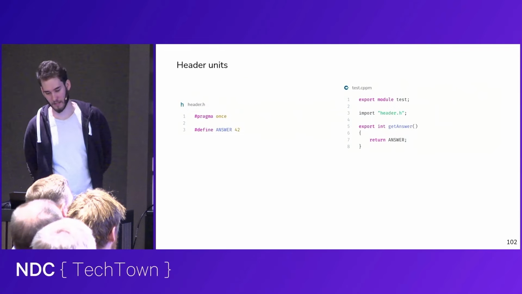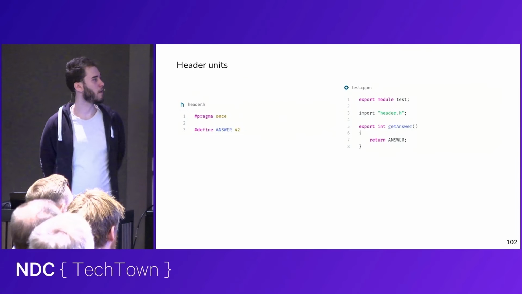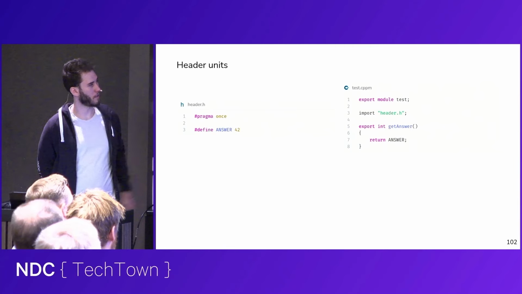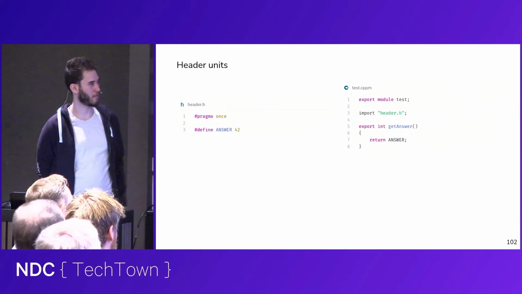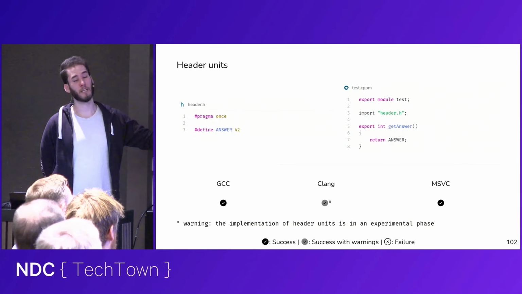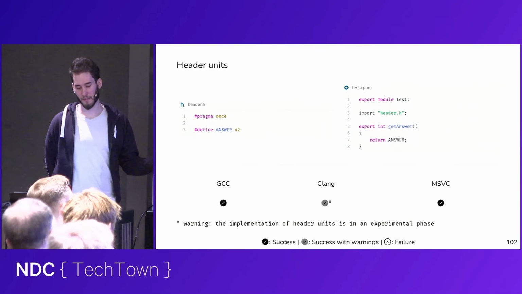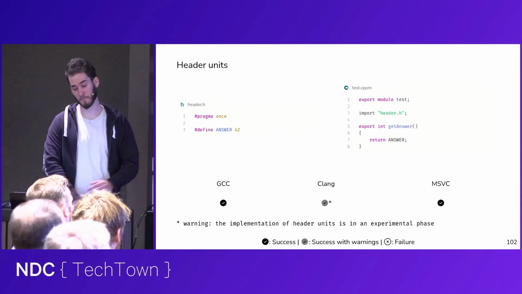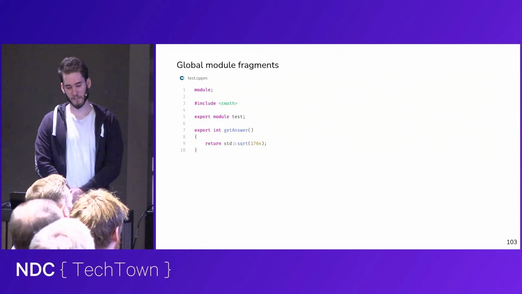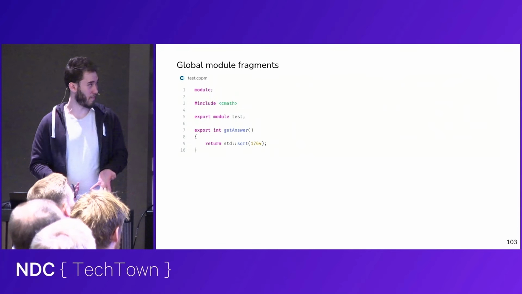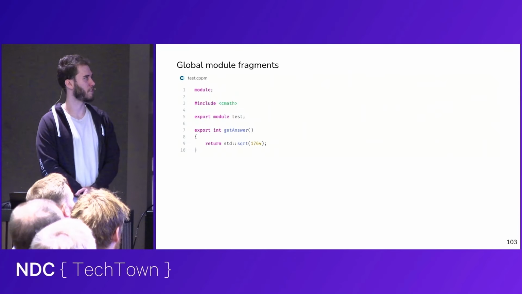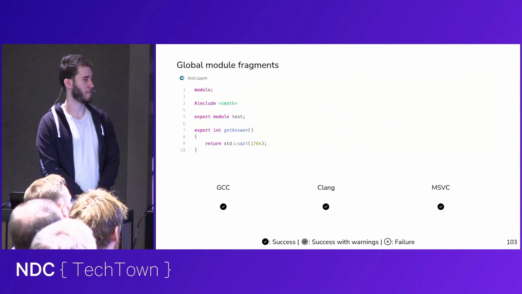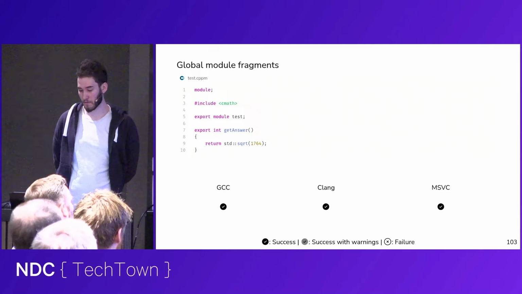Header units are similar. If you just define this 42 macro and then import that into your test.cpp and then try to use this answer, it will work on every compiler. Just Clang is giving you a warning, saying that the implementation of header units is still in an experimental phase, but it still works. Global module fragments are fine. You can, for example, include cmath and then make use of the sqrt function that you got from the include, and everything will work on every one of the compilers, no problems.